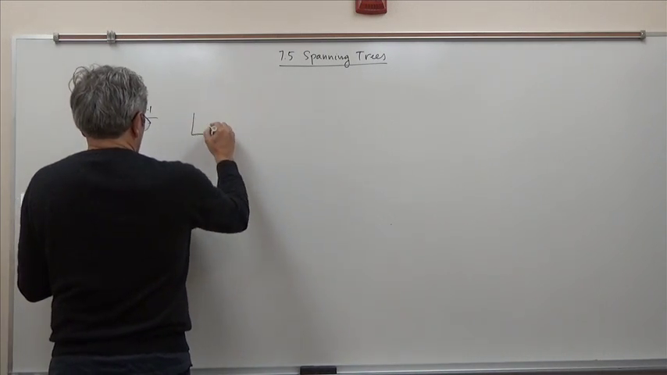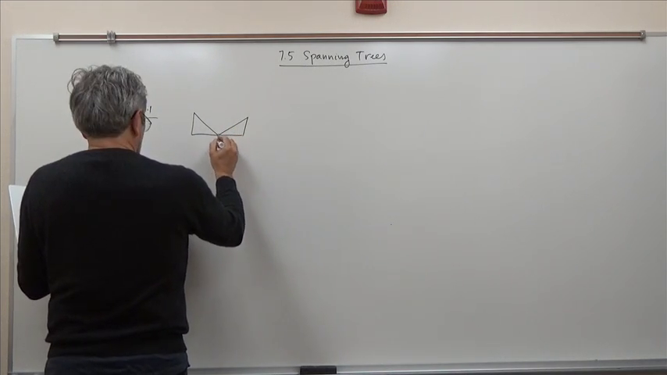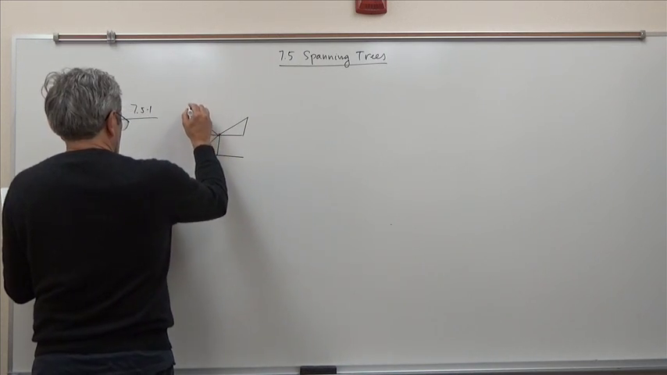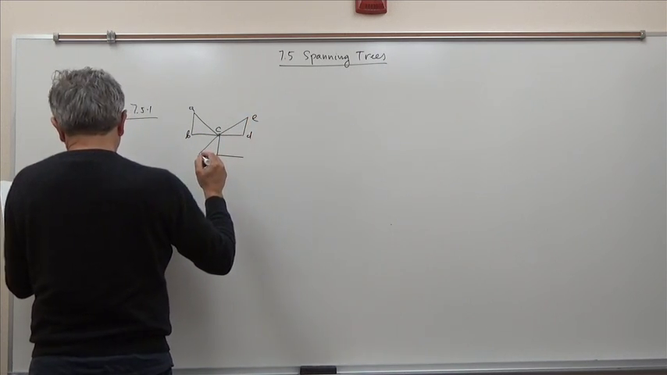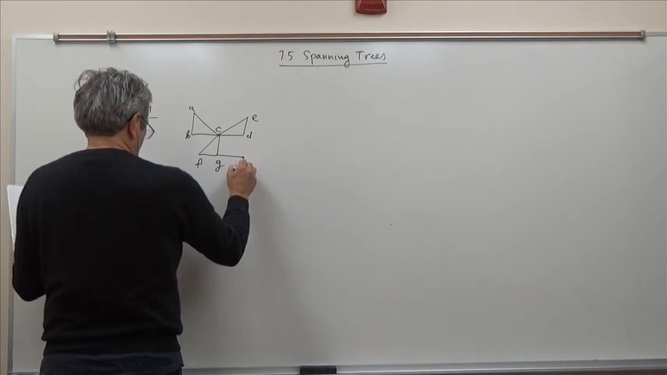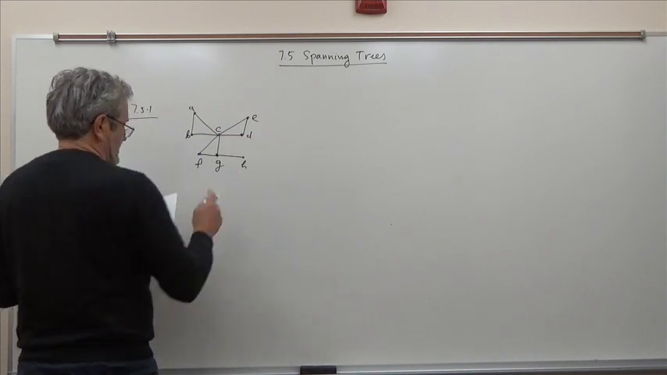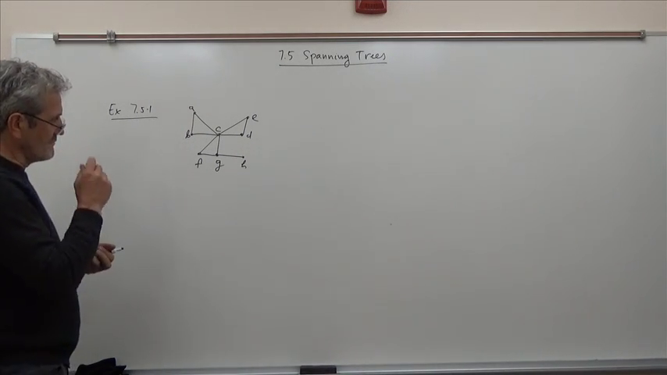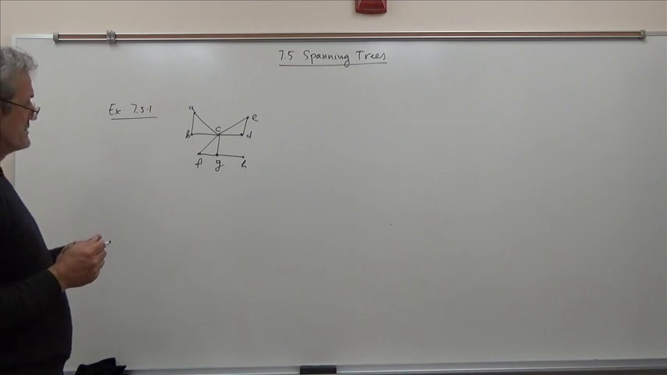Example 7.5.1. Here is a triangle. Here is a triangle. Here is a triangle. And here is a connection. The labeling is A, B, C, D, E, F, G, H. So there are vertices here. This is a connected graph, and it's not a tree because it has circuits.